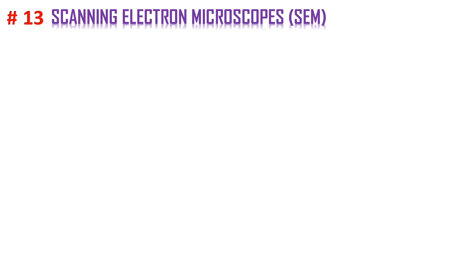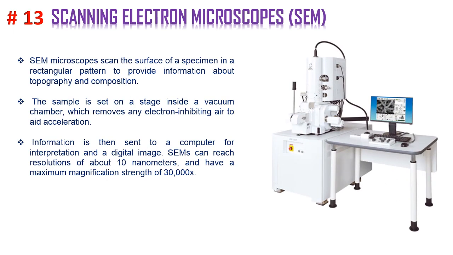And number 13 is scanning electron microscope, SEM. Some microscopes can scan the surface of a specimen in a rectangular pattern to provide information about the topography and composition. The sample is set on a stage inside a vacuum chamber which removes air that would interfere with the accelerated electrons. Information is then sent to a computer for interpretation into a digital image, and some can reach a resolution of about 10 nanometers and have a maximum magnification strength of 30,000x.